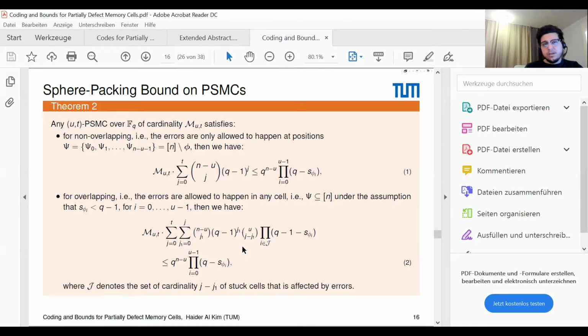So we consider two scenarios, non-overlapping and overlapping. In the non-overlapping, we mean error can happen only in the non-stuck positions. So we assume there are stuck positions phi, but the error happens in the rest of the n minus u cells, the healthy cells. While in the overlapping, we consider that error could happen in all n cells, regardless of stuck or non-stuck cell. And these are the scenarios, or these are the inequalities here. We can prove it in the coming slides.